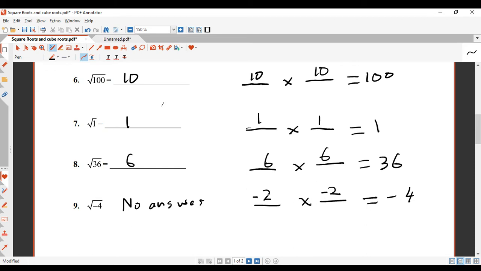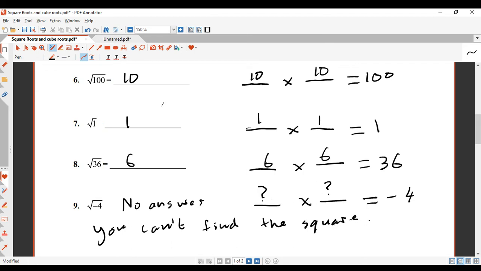So in fact, no number works. There is no number that when multiplied by itself gives negative 4. Okay, so you can't find the square root of a negative number. So we're going to write that down. You can't find the square root of a negative number.